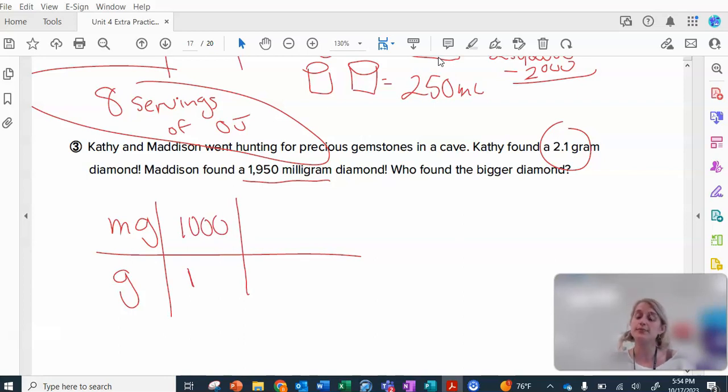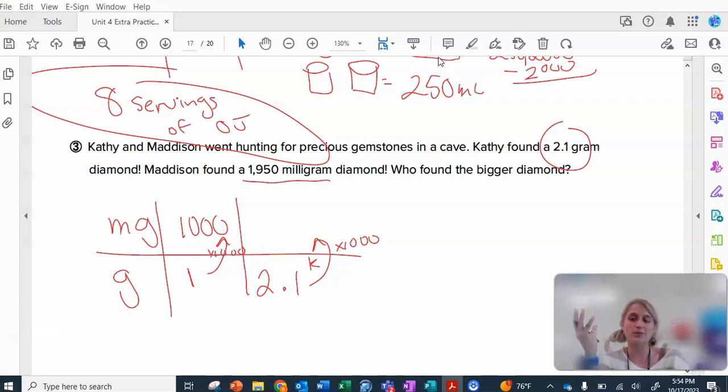Again, this is a comparison problem, so you only need to choose Kathy or Madison. You'll need to change one of them to make them both the same units. You can make them both grams, you can make them both milligrams. Whichever way you choose to do it, that's fine. And then you can compare when they're the same. I'm going to choose grams. Kathy's, this is Kathy, I'll put a little K there to remind us. I have to multiply 1 times 1,000 to get 1,000. So I'm going to do 2.1 times 1,000. That is not our answer. That's just the number you're going to compare to 1,950 to decide if the answer is Kathy found the bigger diamond or Madison found the bigger diamond.